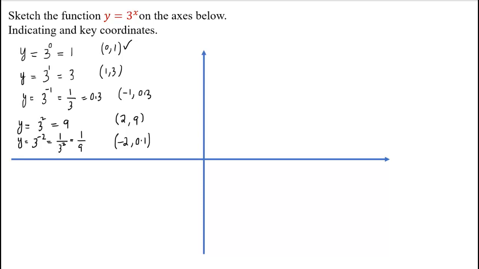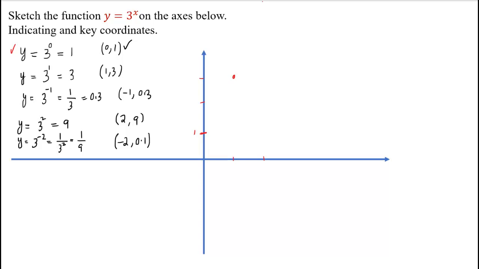So let's sketch this now. Where is the y-intercept? It is over here. So approximately, let me write 1 here. And when x is 1, y is 3, so 1, 2, 3, it will be somewhere at this point. And when x is 2 and y is 9, so 1, 2, 3 and 9 will be a very, very high point. It will be somewhere very high on the top.